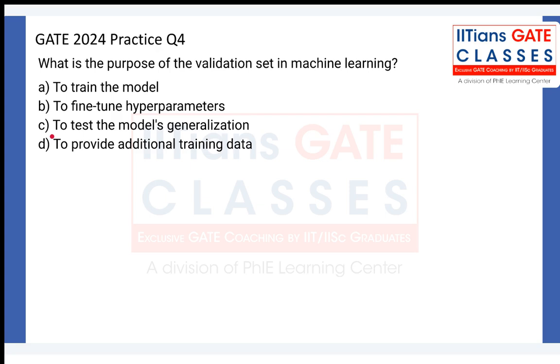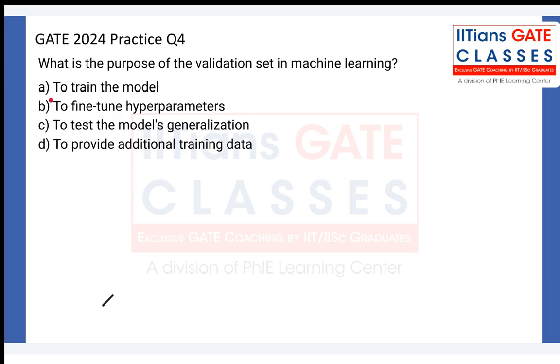Okay. So what is the purpose of validation set in machine learning? It's a very simple question. It's not used for training the model. It's kind of used for training the model, but you also can do it with train set and test set. So it's not the right answer. To test the model generalization, maybe. To provide additional training data, certainly not. You don't use it to build the final model. You kind of use it to tune your hyperparameters.